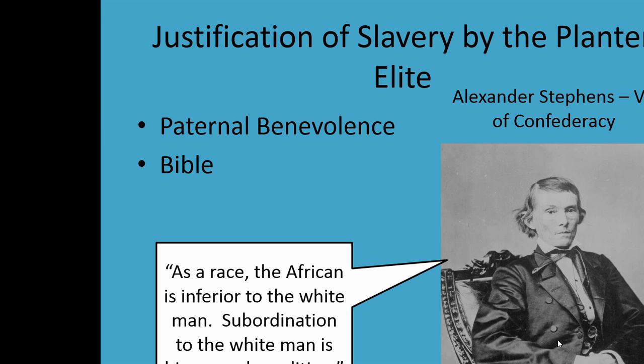The second justification used is the Bible. And this is kind of surprising, but there are examples in the Bible of the Hebrews, who were God's chosen people, owning slaves. And so they think that because it's mentioned in the Bible and God's chosen ones did it, that it's ethical. And then lastly, they do refer to it as a necessary evil because their economy depends on this free labor system.